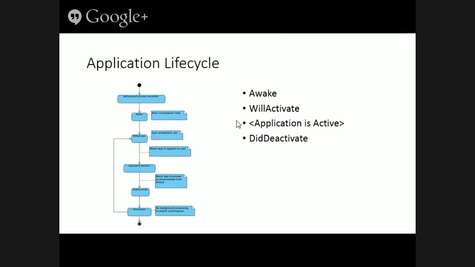In the application life cycle, we've got 3 events, which are awake, will activate, and did deactivate. There is no leniency when you close the app, it closes. However, if you don't close the app all the way, you won't always get an awake, which is the first event. And will activate is right before the UI is active, so it has to be something really quick. I don't recommend putting any web calls in there.